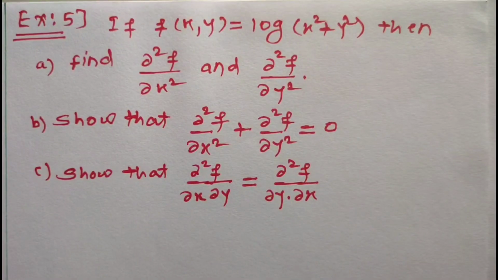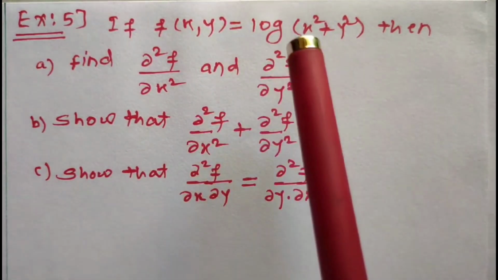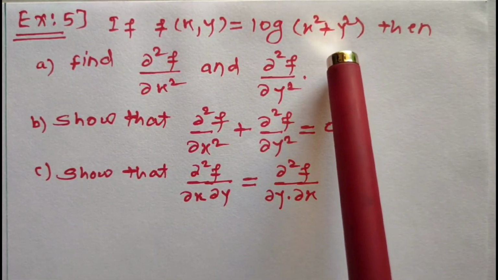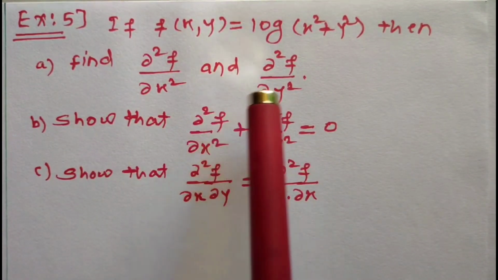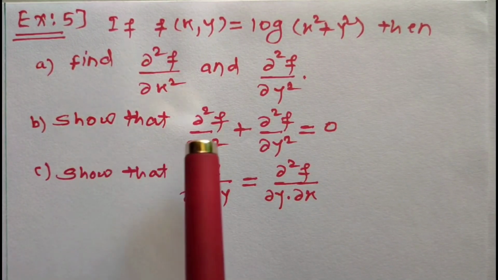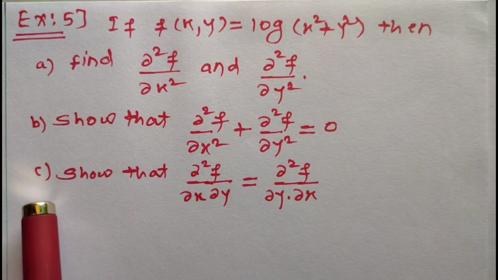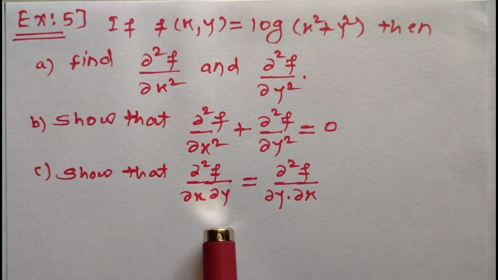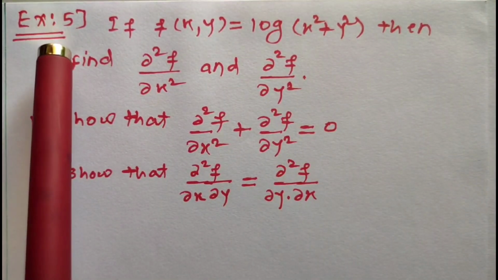Let us solve sum number 5. If f of (x, y) is equal to the logarithm of (x square plus y square), then A: find del 2f by del x square and del 2f by del y square. B: Show that del 2f by del x square plus del 2f by del y square is equal to 0. And C: Show that del 2f by del x del y is equal to del 2f by del y del x. We have to solve these three sums under example number 5.